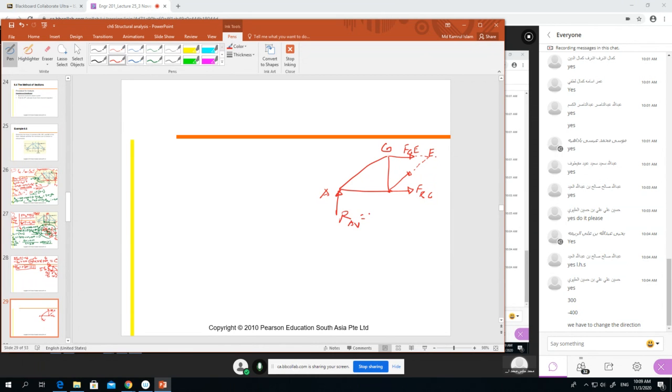Here RAV equal to, we calculated, 300 Newton, and here RAH equal to how much? 400 Newton, right? Okay, we have finished our free body diagram. Now we can calculate anything you want. The first easy way: can you tell me what is this angle theta? We already calculated it. Theta angle equal to, right? Tell me please.